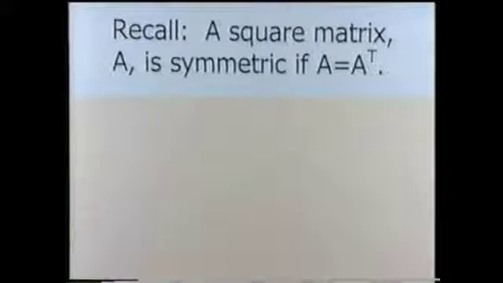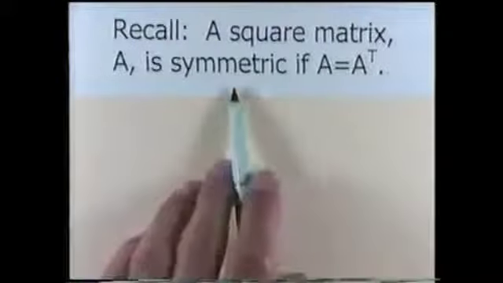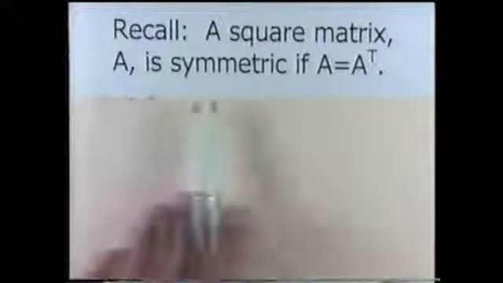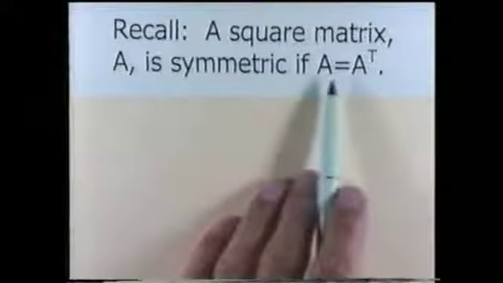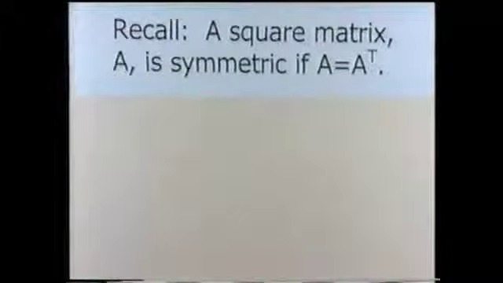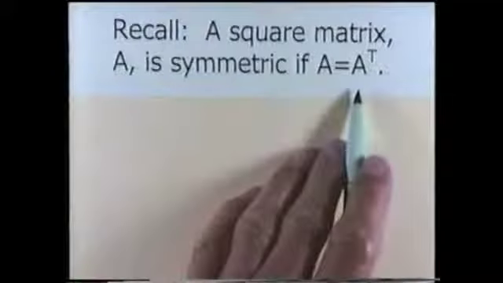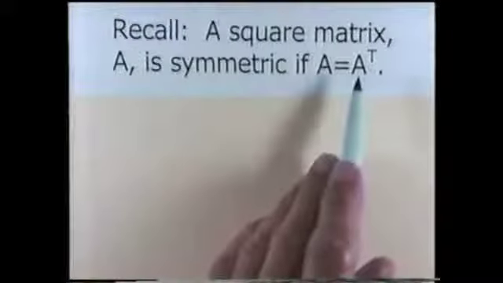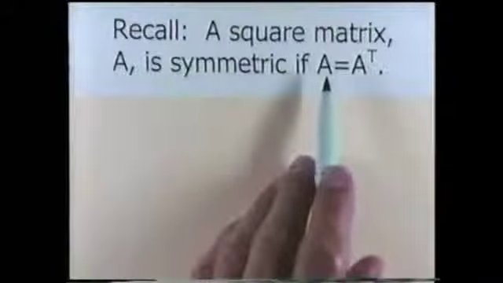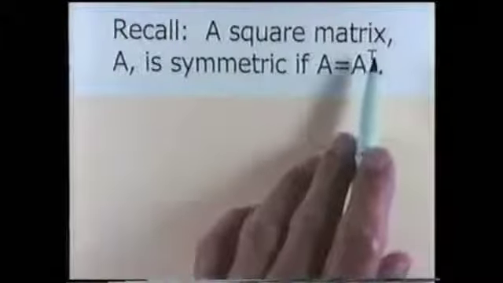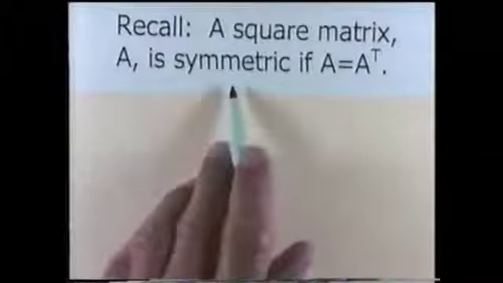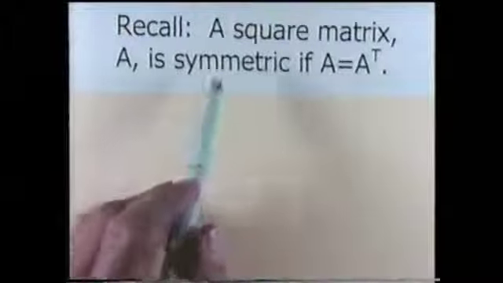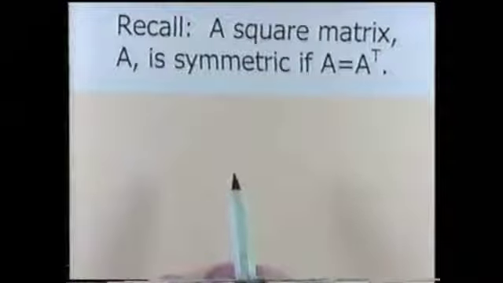Let's start today's lesson by recalling the definition of a symmetric matrix. A square matrix A is symmetric if and only if A is equal to its transpose. Now remember, to do the transpose, we interchange the columns and the rows. So if once we exchange columns and rows, A is the same as the transpose, then the matrix is symmetric. Another way of thinking about it being symmetric is the same on both sides of the diagonal.